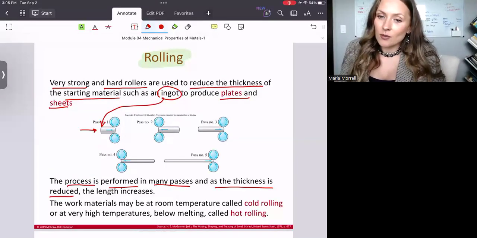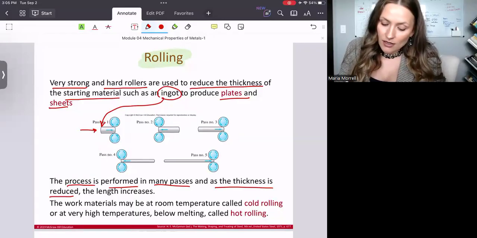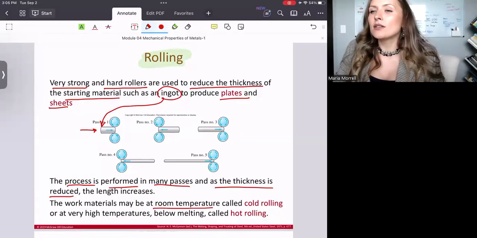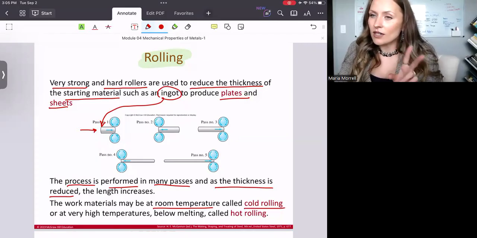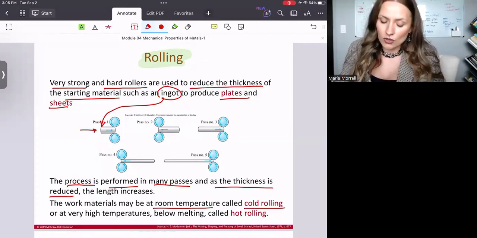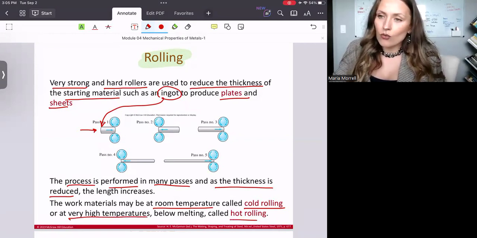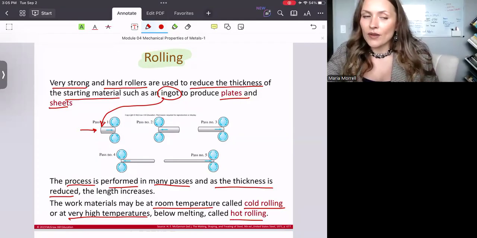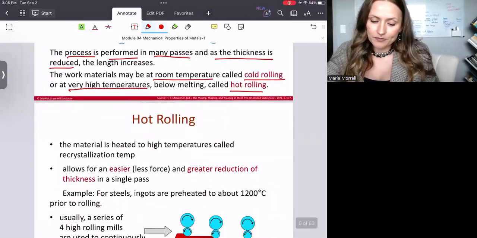Now, something to keep in mind is that rolling as a process can be done at room temperature, and in that case, we call it cold rolling. There's going to be a very specific difference between the two. Or it can be done at very high temperatures, which we call hot rolling. Depending on which process you proceed with, it will change the material drastically, and I'm referring to material properties.